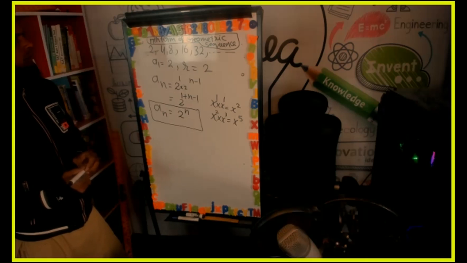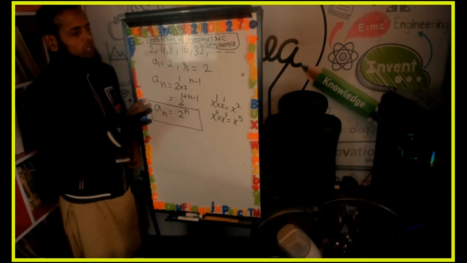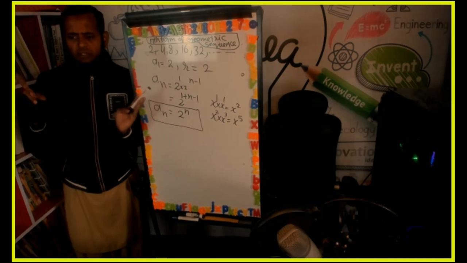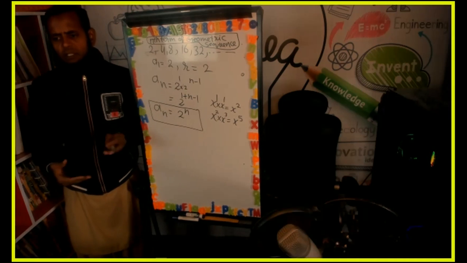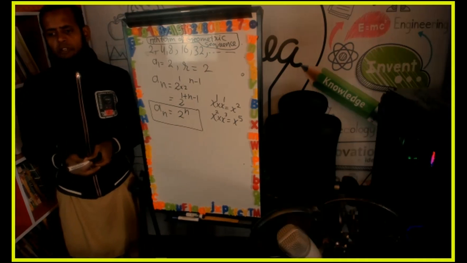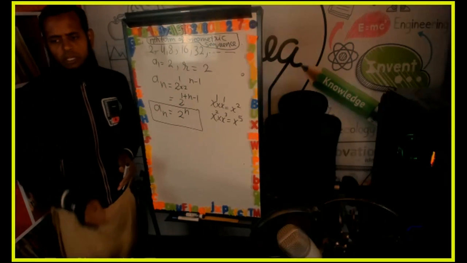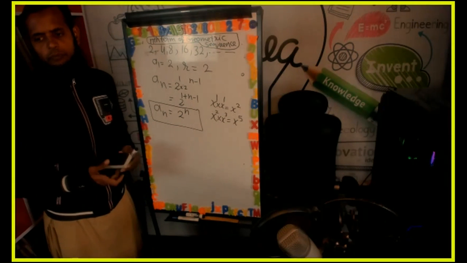Okay, good. When you are given a sequence, first you understand whether it is an arithmetic sequence or a geometric sequence. If it is arithmetic, then you cannot use the geometric sequence formulas.